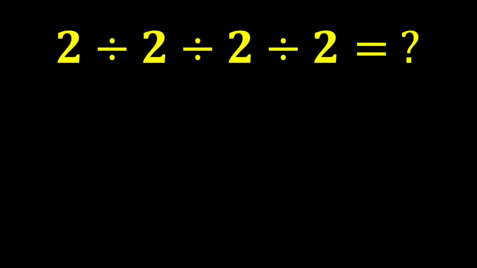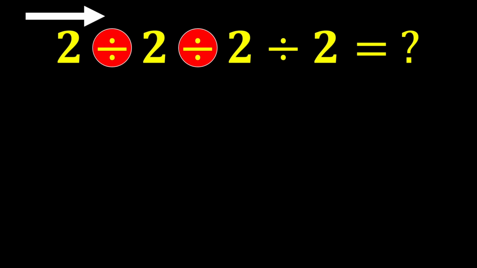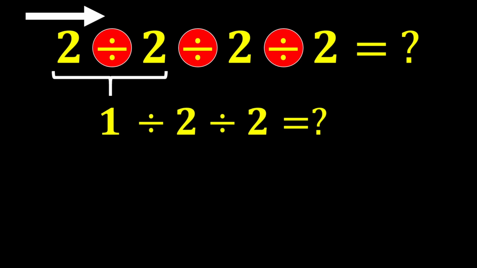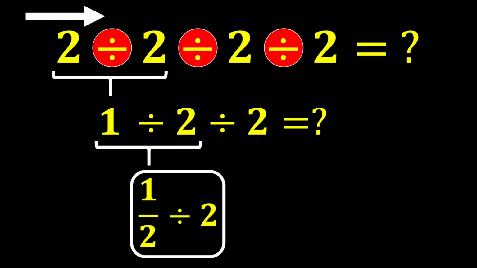2 divided by 2, divided by 2, divided by 2. In this expression, there is more than one division, and since divisions have equal priority, we move from left to right and perform the divisions in order. First this division, then this division, and finally this division. 2 divided by 2 equals 1, and the expression becomes 1 divided by 2 divided by 2, then, 1 divided by 2 equals 1 over 2, and finally, we need to calculate 1 over 2 divided by 2.